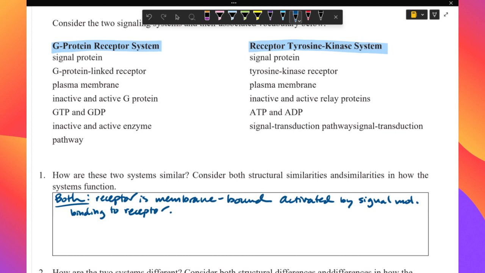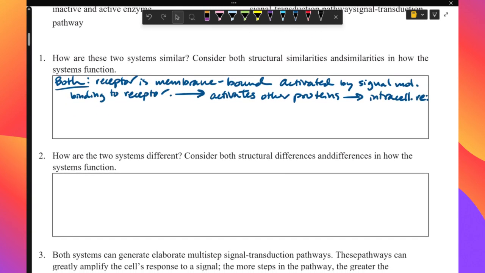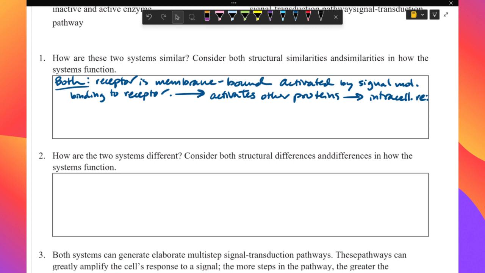And the role of that activation, or that activated relay protein, is to activate other proteins to produce a cellular response. So this results in activating other proteins and an intracellular response. Question 2, how are the two systems different? Consider both the structural differences and differences in how these systems function.